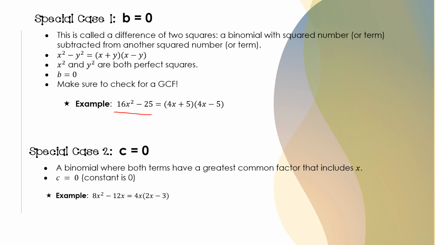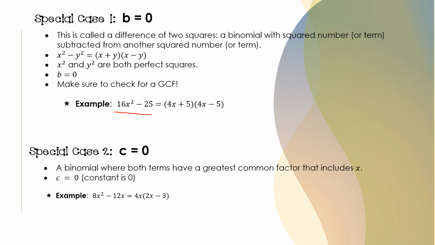The difference between these two examples that we're going to look at is that for one of them, the b value is 0, and for one of them, the c value is 0. If b is equal to 0, this is called a difference of two squares, meaning that the two numbers are being subtracted from one another, and they are both perfect squares. A perfect square being 16 because it's 4 times 4, or 25 is a perfect square because it's 5 times 5. 4 is a perfect square because it's 2 times 2.